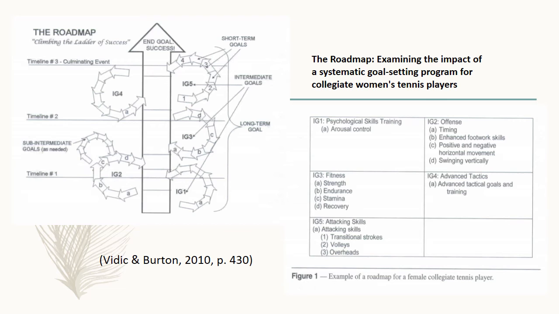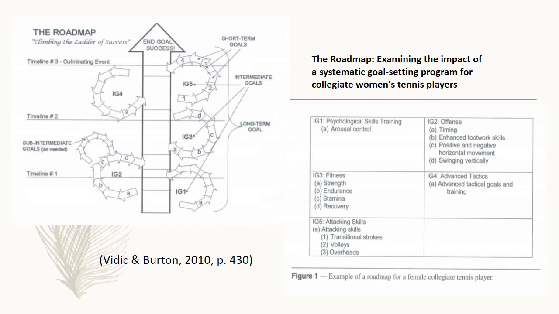Here we have an example from one research study of a roadmap examining the impact of a systematic goal-setting program for collegiate women's tennis players. And here you can see a different timeline, or 3 steps to a timeline, that leads up to the end goal, or the success of the accumulating event. This might be winning the game, or long-term winning a championship.